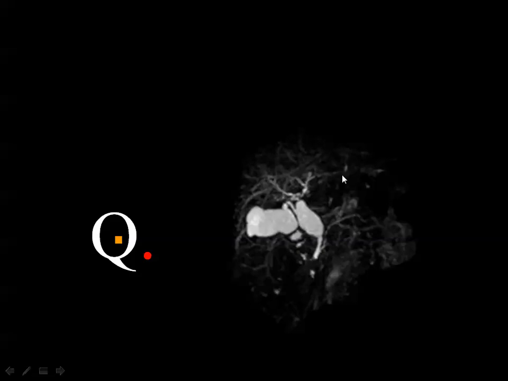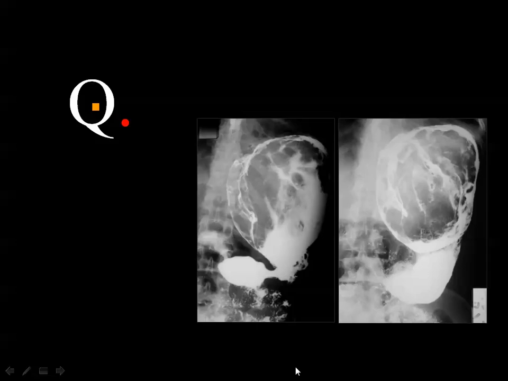Choledochal cyst. This is MRCP showing fusiform dilatation of most of the common bile duct with normal intrahepatic biliary radicles, and this is a type 1 choledochal cyst, which involves the whole or almost the whole length of the common bile duct.